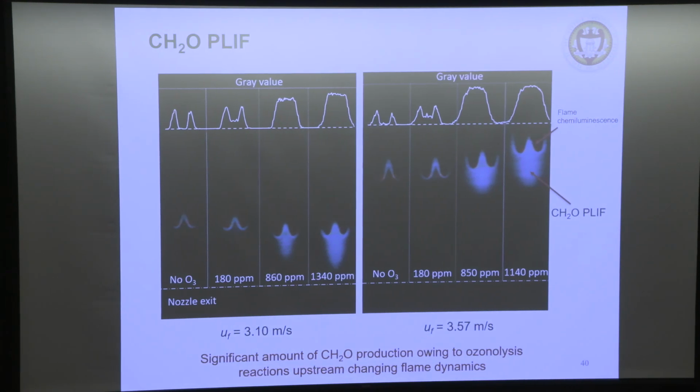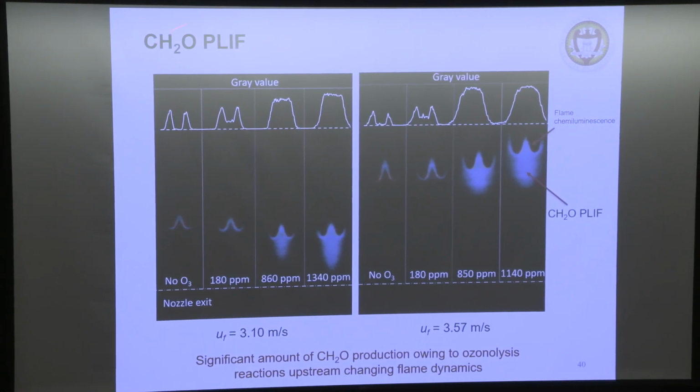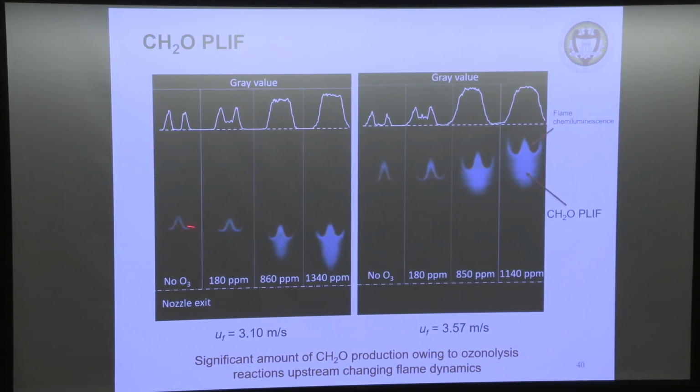So in this ozonolysis reaction, it can be very clear. They made a formaldehyde PLIF. They can see that with a different ozone level, the flame propagated back to the burner, and you can form a lot of formaldehyde, which indicates a low temperature oxidation process of ethylene assisted by ozone. And also, when you have different conditions, you can also see formaldehyde formed when the flame is lifted off.